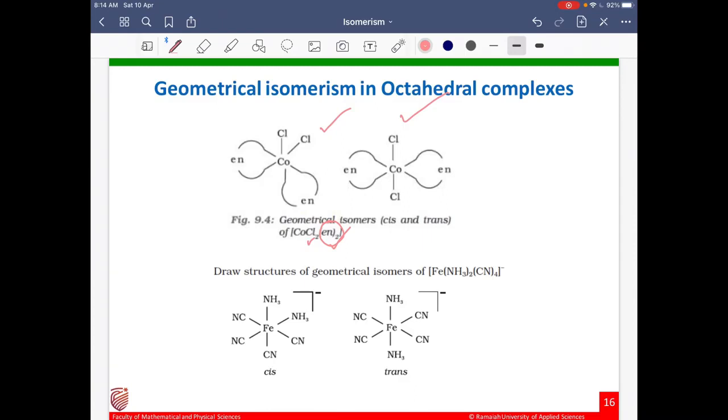Here we can see the identical groups are opposite to each other in trans, and here the identical groups are adjacent to each other, so we call it cis isomer. Another example, Fe(NH3)2(CN)4 minus. Here the similar groups are adjacent to each other in cis structure, and opposite to each other in trans.